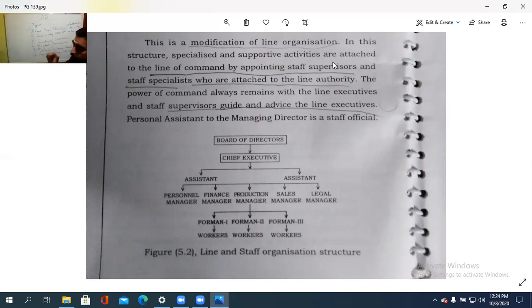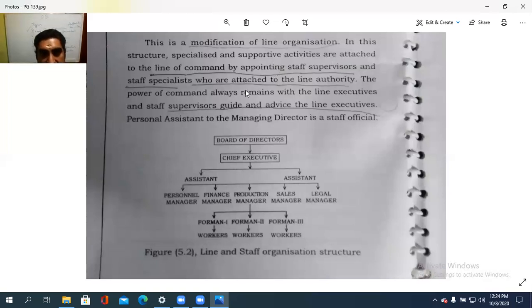So, board of directors, chief executive, two assistants will be there for the chief executive, and under the assistants there should be the personal manager, the finance manager, the production manager, the sales manager, the legal manager, and so on, all the managers are there. For each of these managers, a foreman is also given. And then from the foreman, the foreman will give directions to the worker.